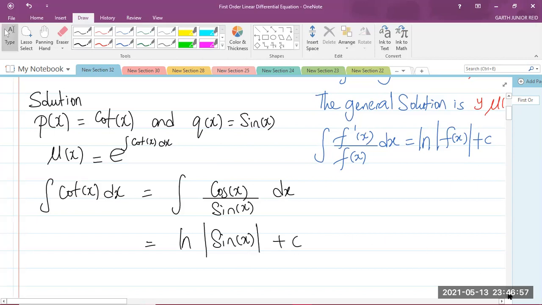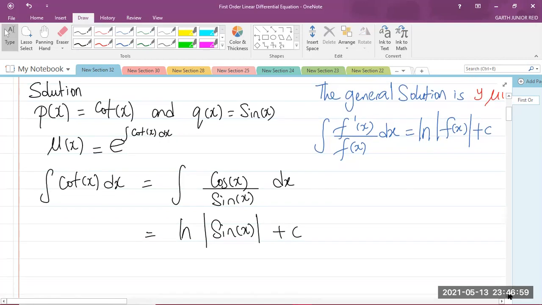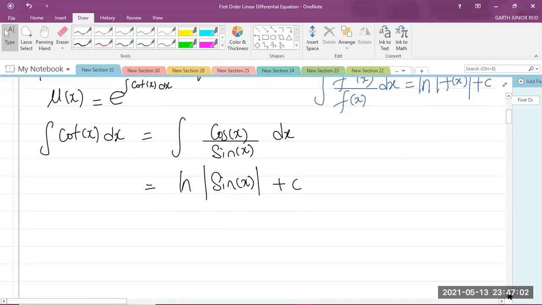Good. Let us now substitute this into the integrating factor mu. We know that mu of x is equal to e to the integral of cot x, and we have just calculated that to be ln absolute value of sine x. I'm not going to write the plus c here, this is not where we write the plus c. So the integrating factor is e to the ln of the absolute value of sine x.